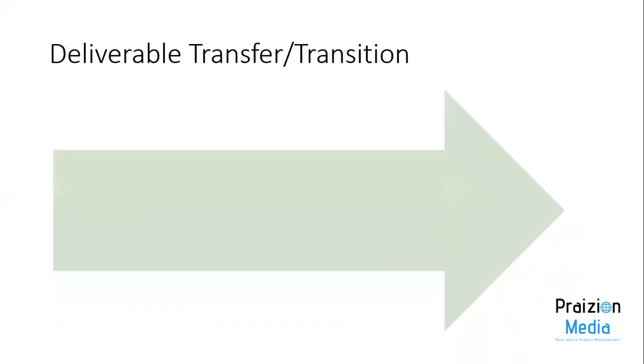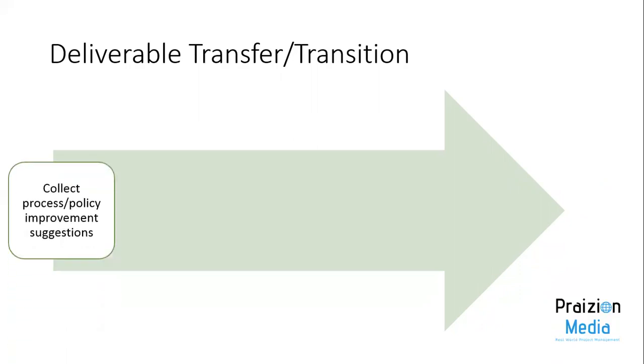The final category here is deliverable transfer or transition. When we talk about transfer, it could be transfer to a customer, transfer to an operational unit, or some other part of the firm. So first of all, collect process or policy improvement suggestions. These suggestions need to be funneled to the right channel. So distribute these suggestions to the right channel.